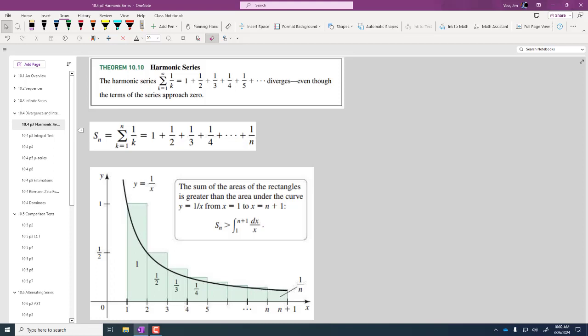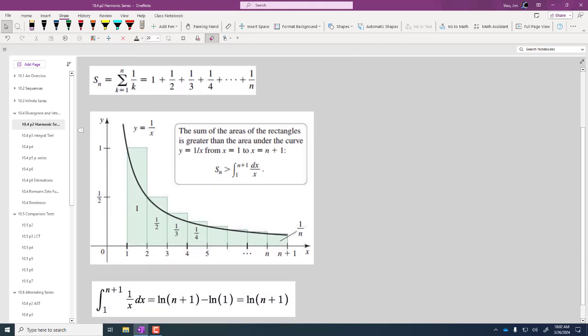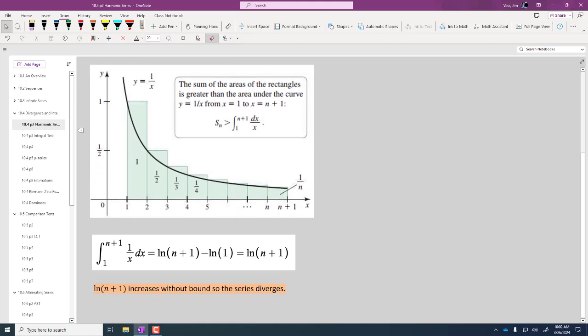Now S sub n, we cannot find a formula for that. This is not a geometric series. It's not a telescoping series. We can't find a closed formula for S sub n that we could take the limit of. Can't do it. So here's what we are going to do. We're going to refer back in our mind to improper integration.